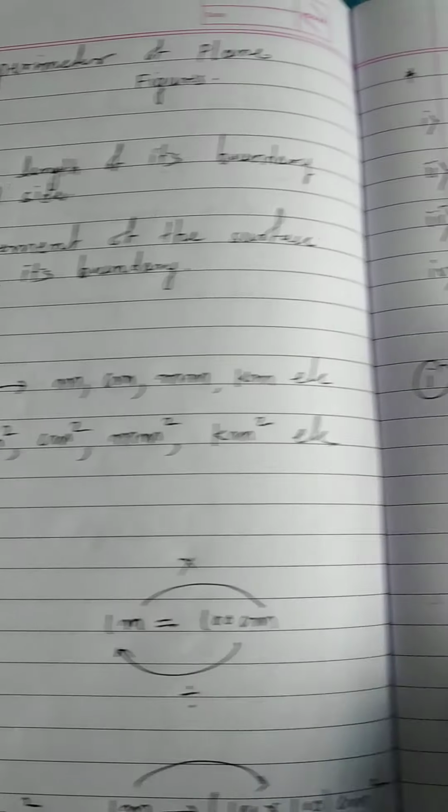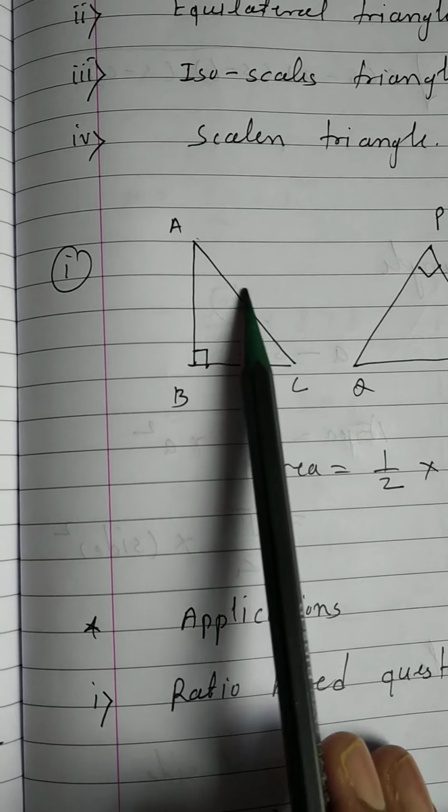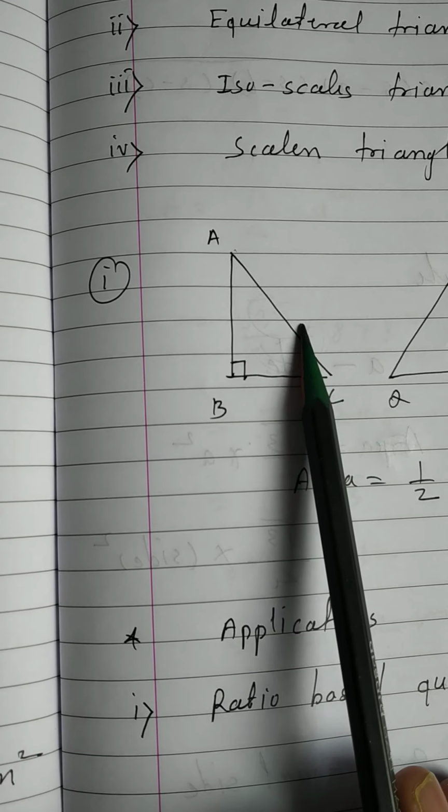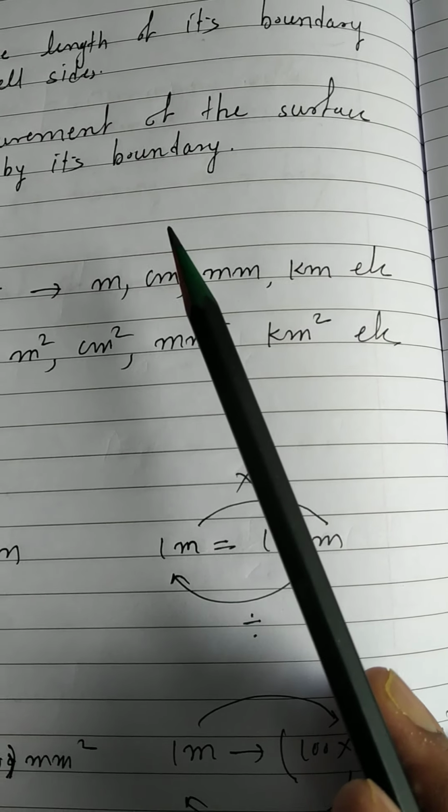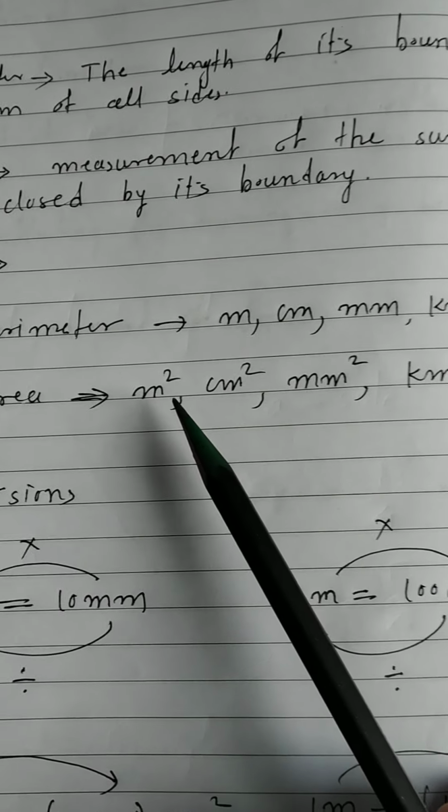Suppose I go for a triangle, like this triangle. So how will you calculate the area of this? The total surface enclosed by that triangle, isn't it? Suppose I want to go for a circle, so how will you calculate the area of the circle? The total surface enclosed by that.